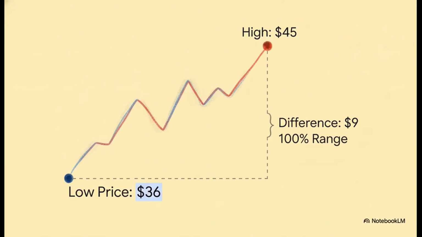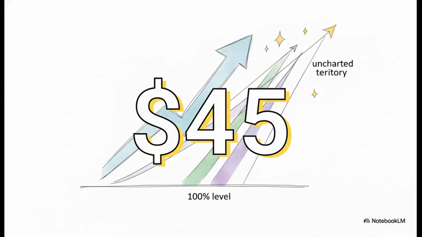All right, so in this example, let's say the stock went from a low of $36 up to a high of $45. Simple math, right? That gives us a $9 difference. And that $9 becomes our foundation, our 100% range. Now, that $45 mark is the key. That's the old high, the 100% level. The second the price punches above that, boom, we are officially in that uncharted territory we mentioned. And that's our cue to pull out the Fibonacci extensions and look for those targets.